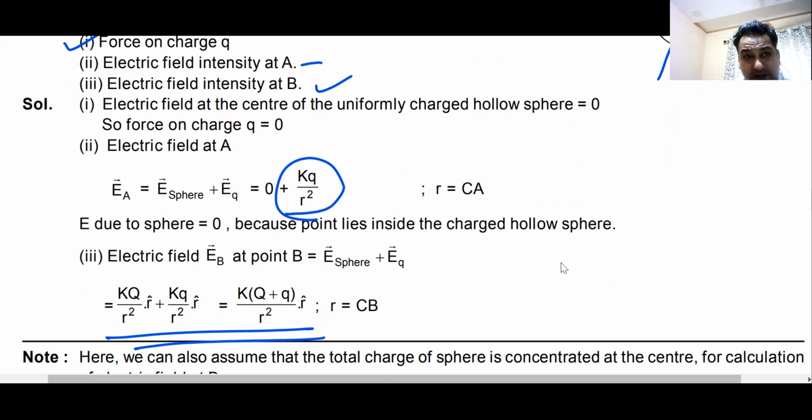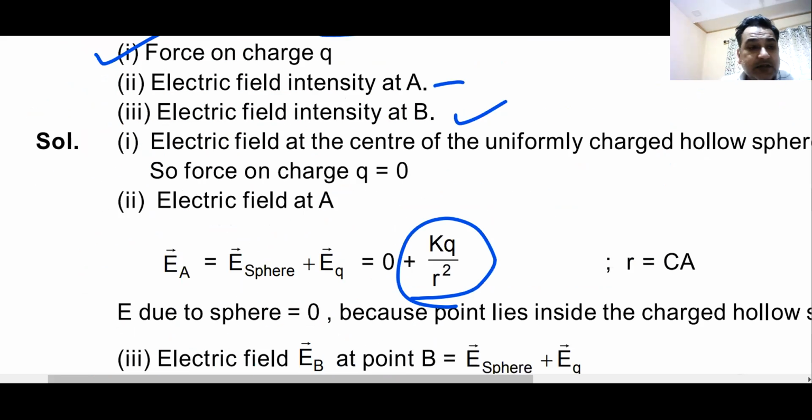Now we'll be doing this question again when I tell you something known as the shell theorem. We'll come back to this question when we are doing this shell theorem. Okay. Do you have any idea what this shell theorem is?